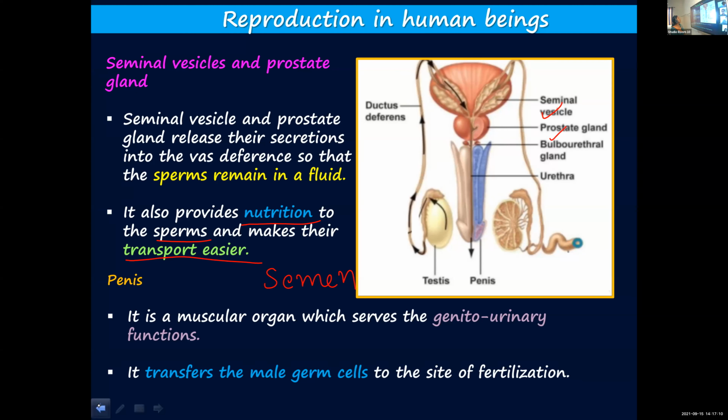You should know why testes are placed in the scrotal sac. What are the associated structures or glands present? What function do they perform? And the functions of each structure associated with the male reproductive system. The simple structure of a male gamete, all that you should know.